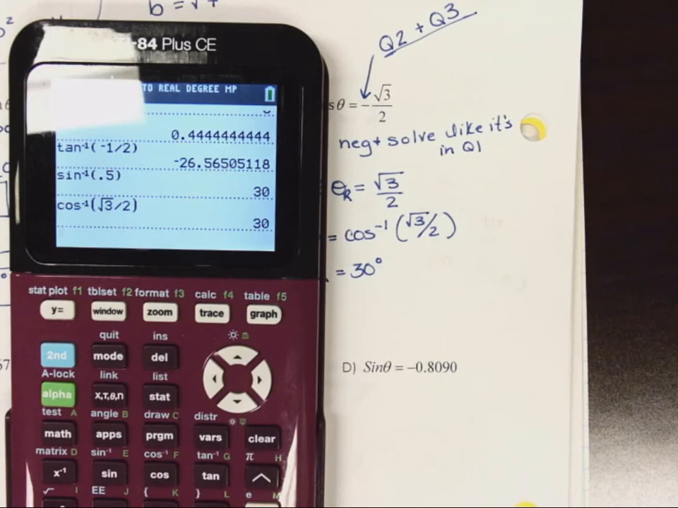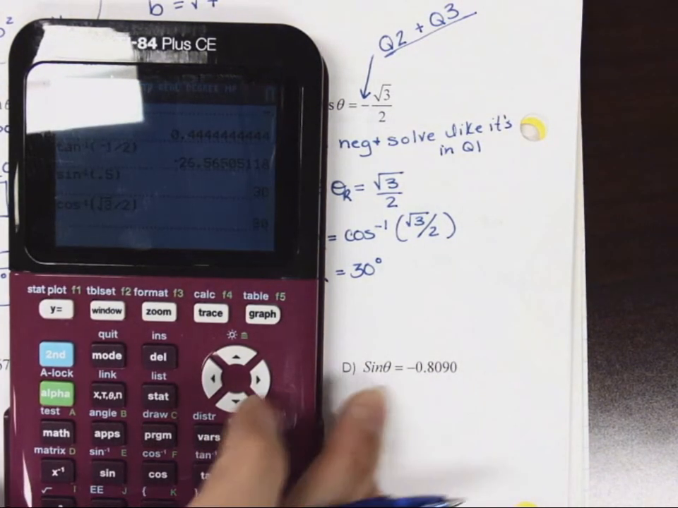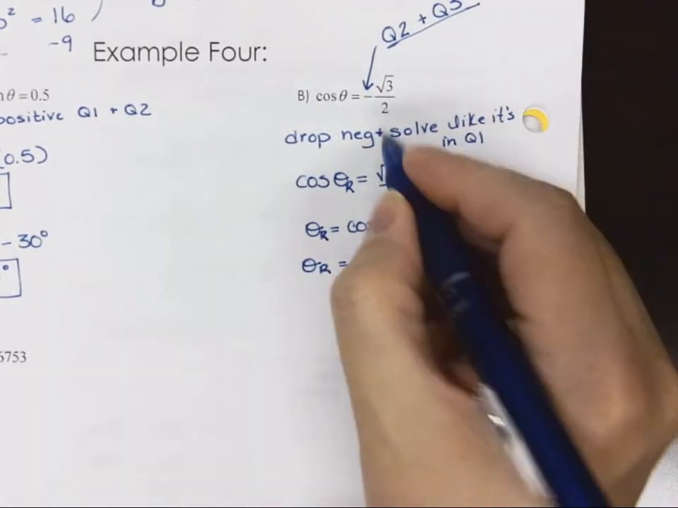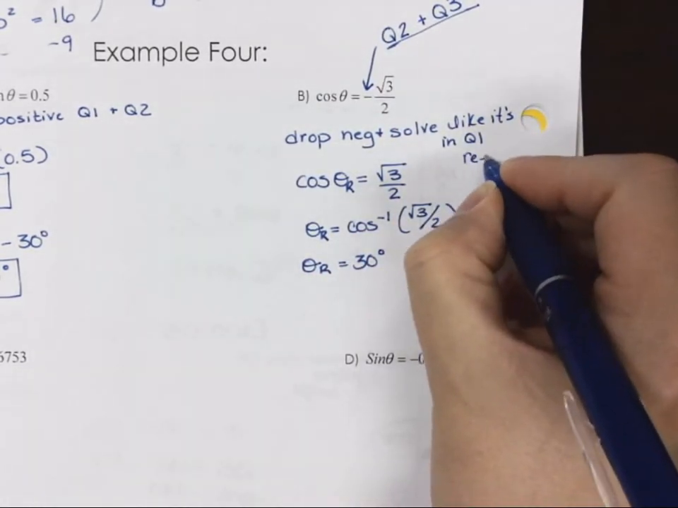All right, now that we've all had our mental breakdowns. Okay, so because I dropped the negative, solve it like it's in quadrant 1, and that's your reference angle.